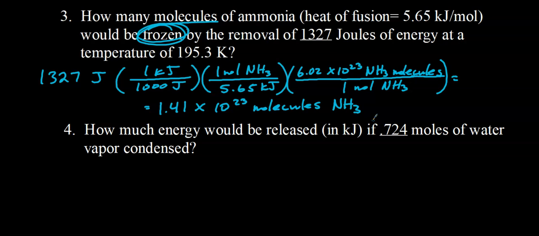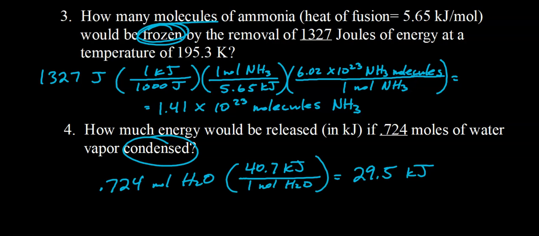All right, let's try another, number 4. How much energy would be released? Let's find that answer in kilojoules. If 0.724 moles of water vapor, what's the keyword? Condensed. So again, make sure you use the right constants. Go ahead and pause the video and set this one up.